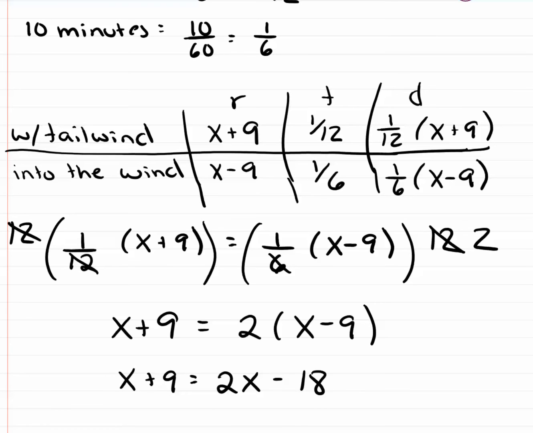I subtract x from both sides, so that gives me 9 is equal to x minus 18. And I add 18 to both sides, which gives me x is equal to 27. So I can see here that my speed in still air would be 27 miles per hour.